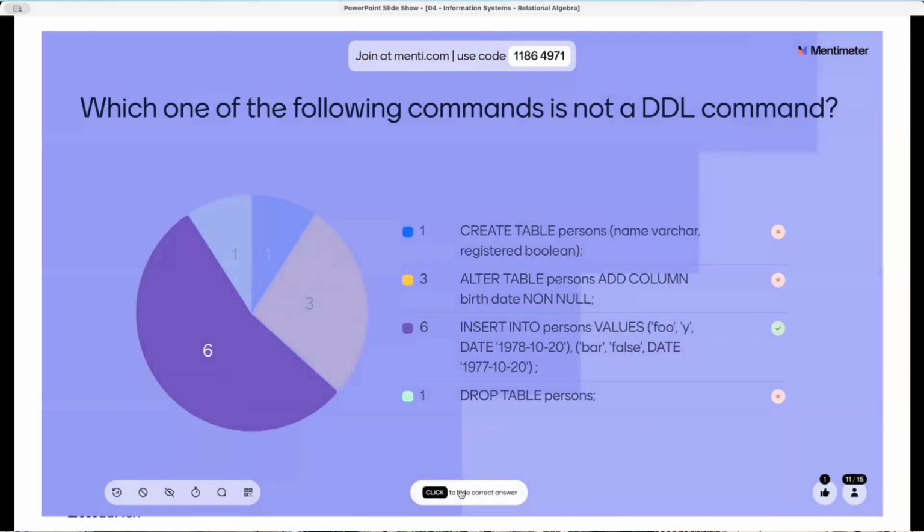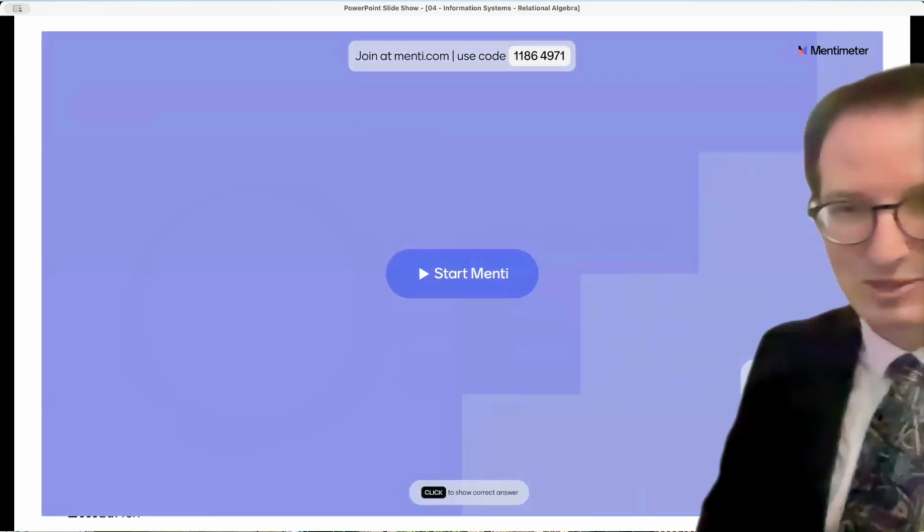DDL means, does anybody know DDL, remember? Yes? Data definition language. And what would be the other one? Insert into is D... Anybody? Yes, correct. Data manipulation language, DML. All right. So that's great. Now let's go to the next one.